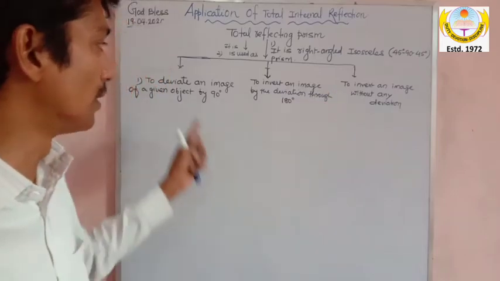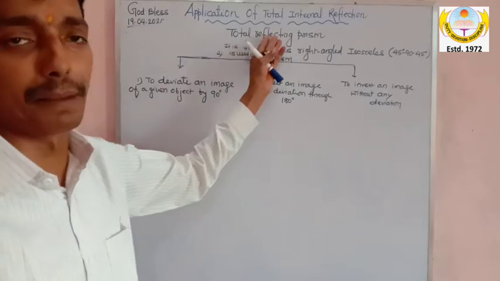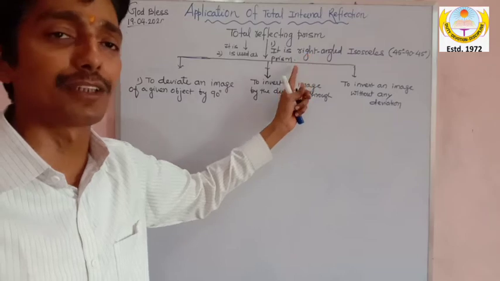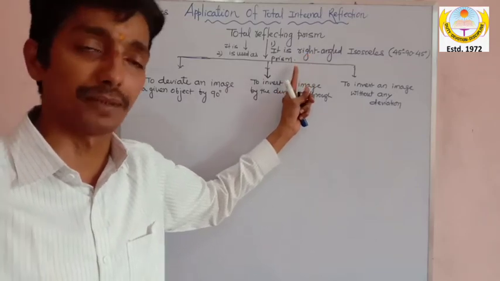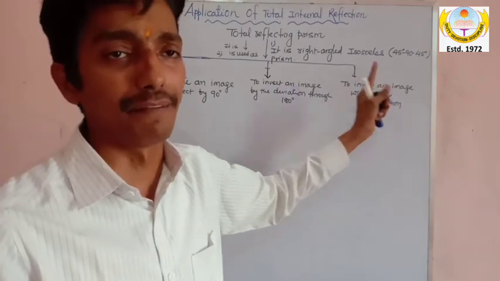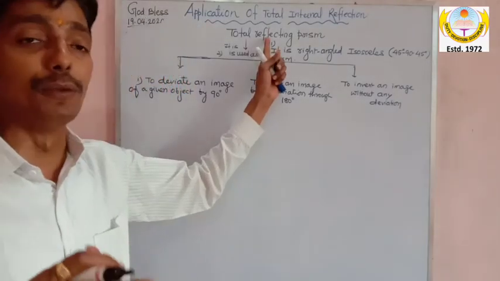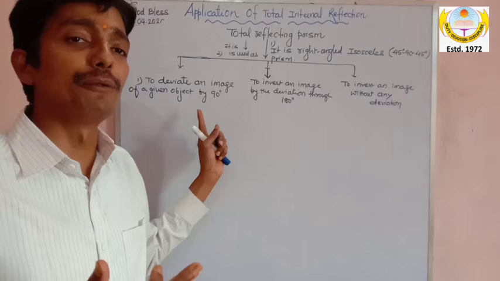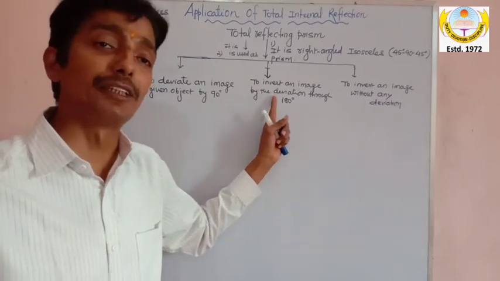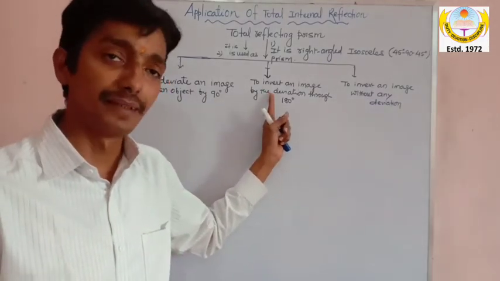I will show you all three. So my dear, this is what I have taught till now: the total reflecting prism, which is based on the principle of total internal reflection, is actually a right angle isosceles prism, so it is 45, 90, 45 degrees. Now, for what purpose is it used? Sometimes we have to deviate the image through 90 degrees. Sometimes we have to invert an image with the deviation of 180 degrees. I will tell you which things are used for which purpose.